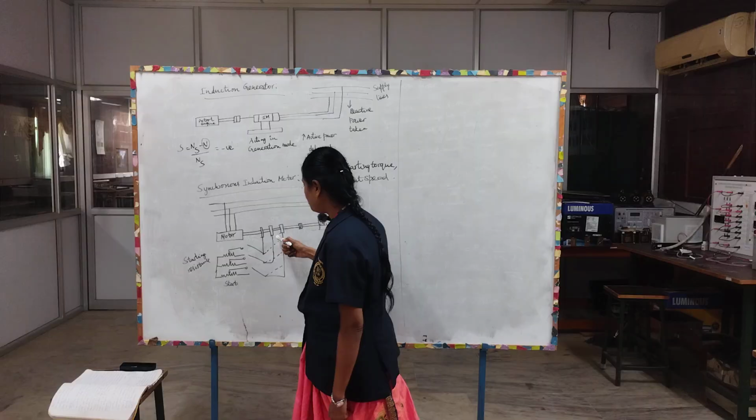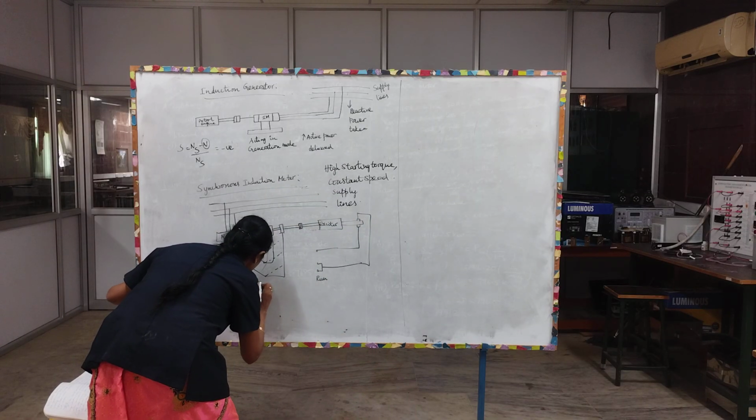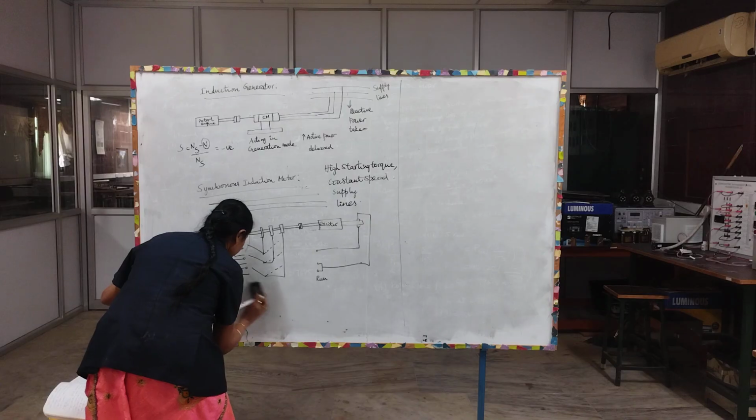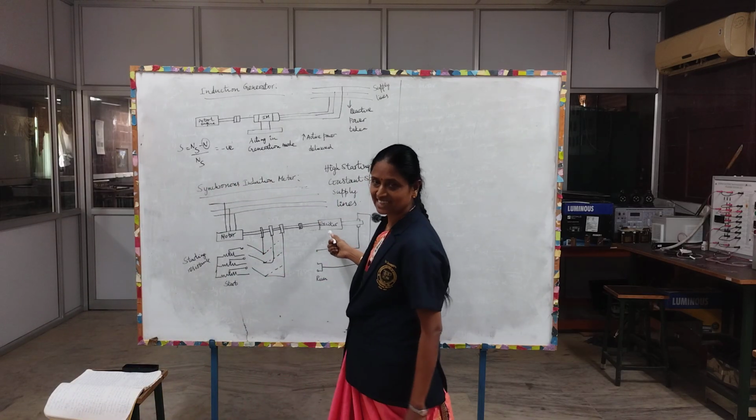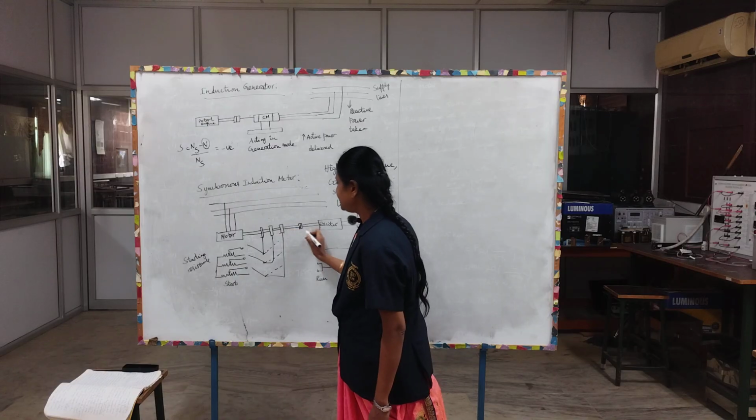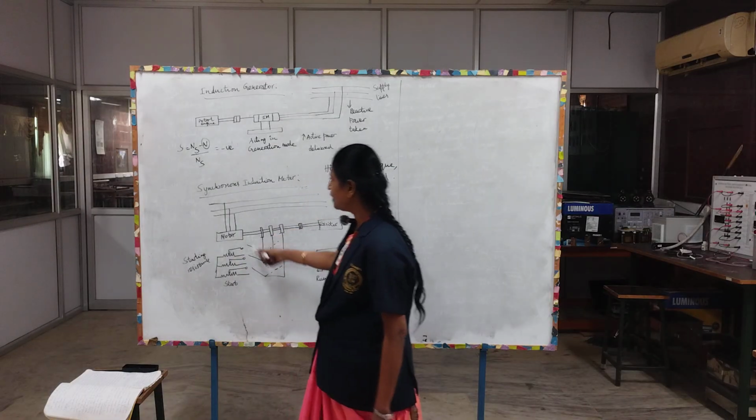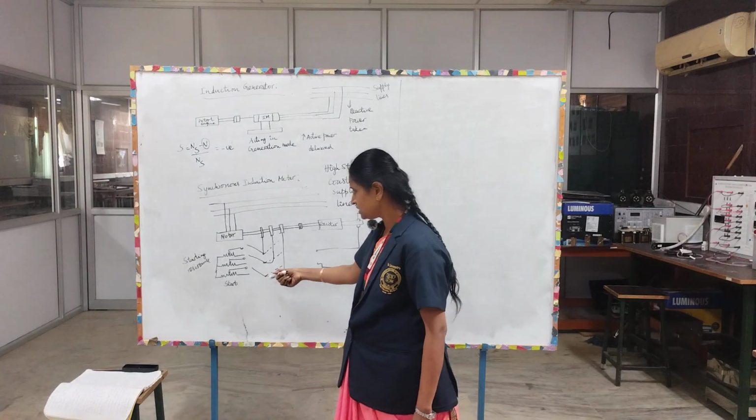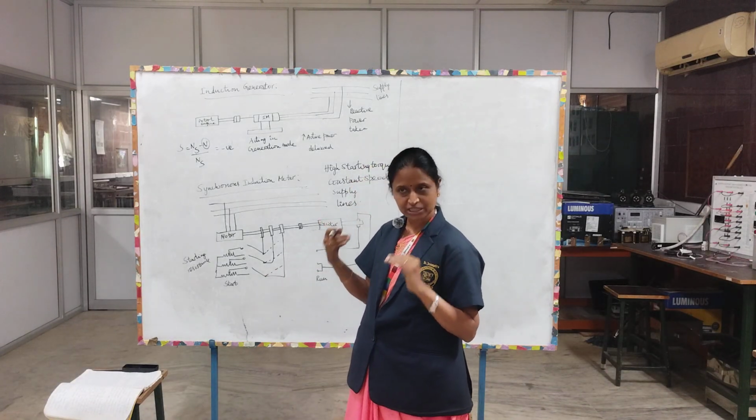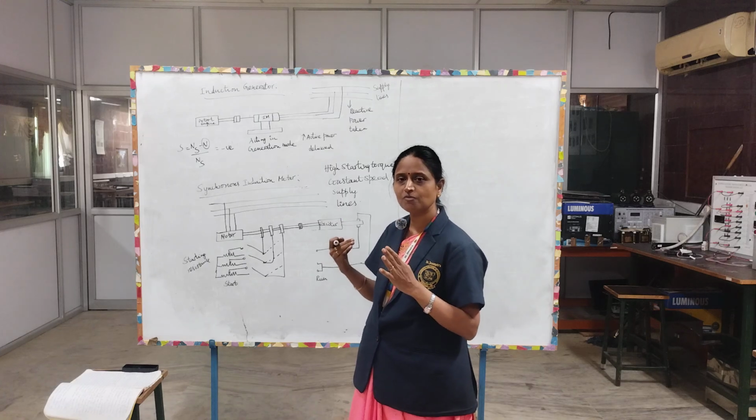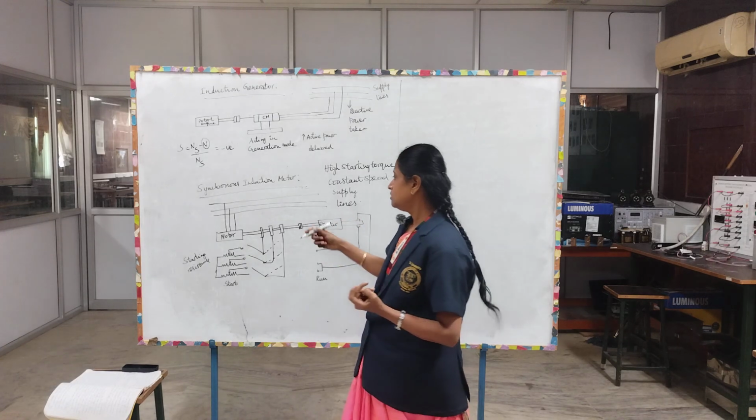So at the time of starting, the motor is connected with the variable resistances, and here we have an exciter. The exciter is coupled with the motor. At the time of starting we connect variable resistances, so that the induction motor runs as a slip ring induction motor, and it is possible to achieve high starting torque as well as speed control.